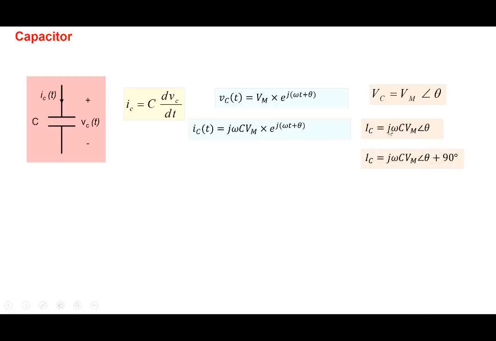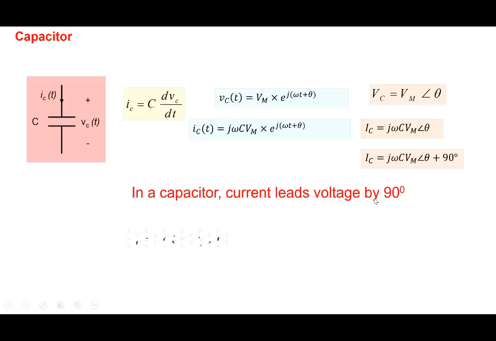And j is nothing but angle 90, so we can combine them together into angle theta plus 90. We know that in a capacitor, current leads the voltage by 90 degrees, or voltage lags the current by 90 degrees. That's understandable because charge across a capacitor takes some time to build up, and therefore the voltage also takes some time to build up, so the voltage lags. There's a delay and a lag of 90 degrees when we apply sinusoidal signals here. So this is a well-known relationship.